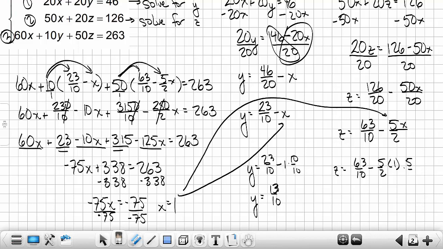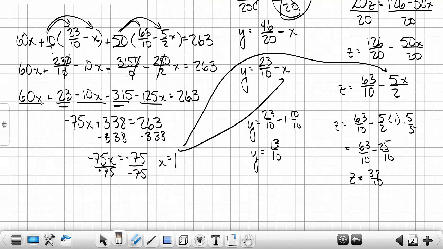And here I have 63 over 10 minus 5 over 2. I need a common denominator, so I'm going to multiply by 5 over 5. So I get 63 over 10 minus 25 over 10. And we're going to get 38 over 10 is what z is. I'm very happy that we solved for x first, because x was the only pretty solution. So our final answer is 1, 13 over 10, and 38 over 10.